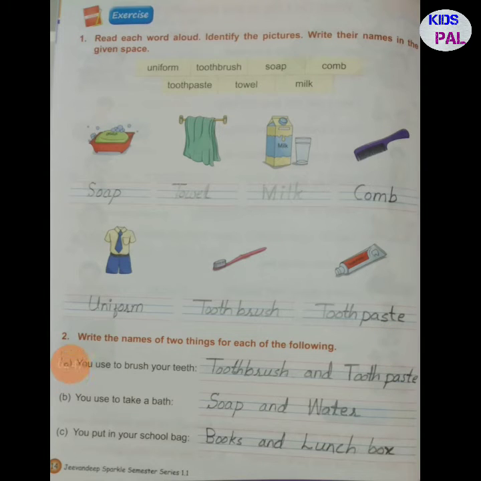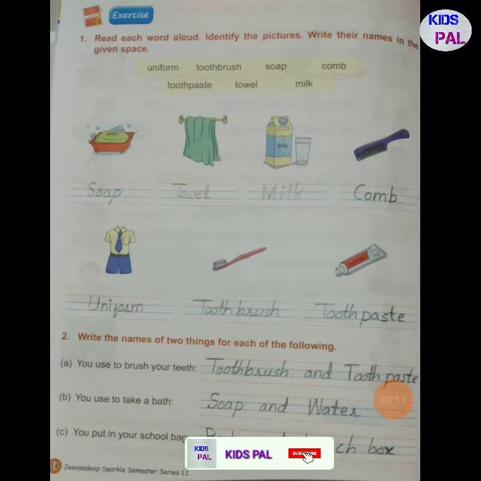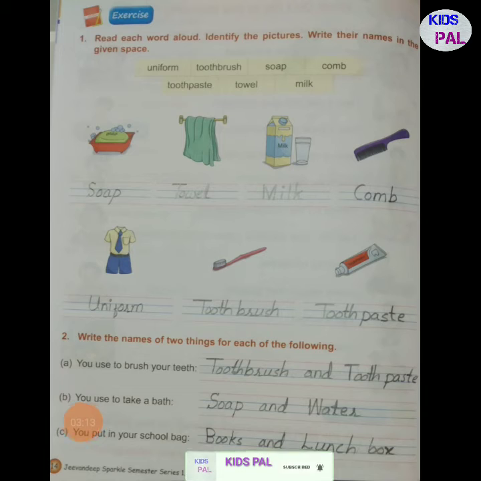The second exercise. Write the names of two things for each of the following. So here A, B, C like this sentences are given. We have to write the two things for the following. You use to brush your teeth. What do you use to brush your teeth? Toothbrush and toothpaste. You use to take a bath. With what? Soap and water. So write soap and water.